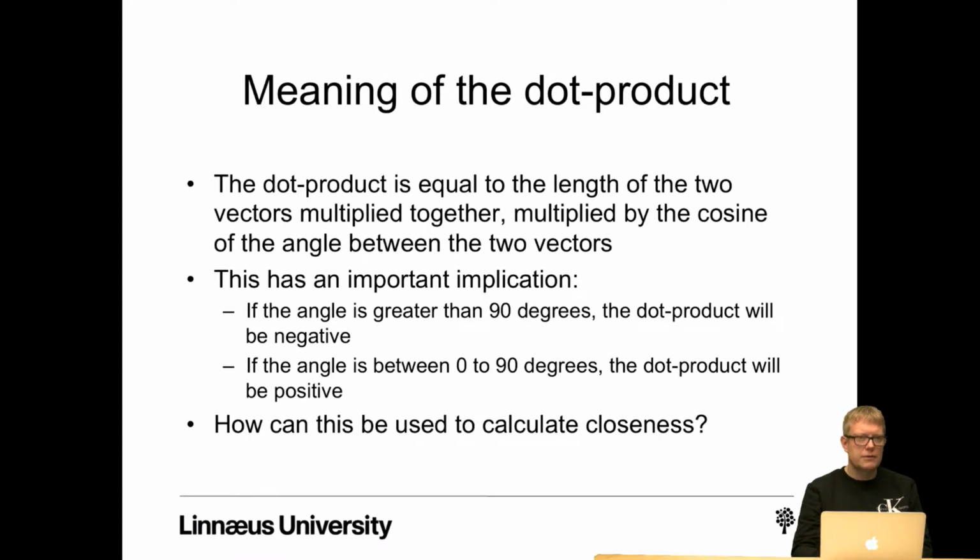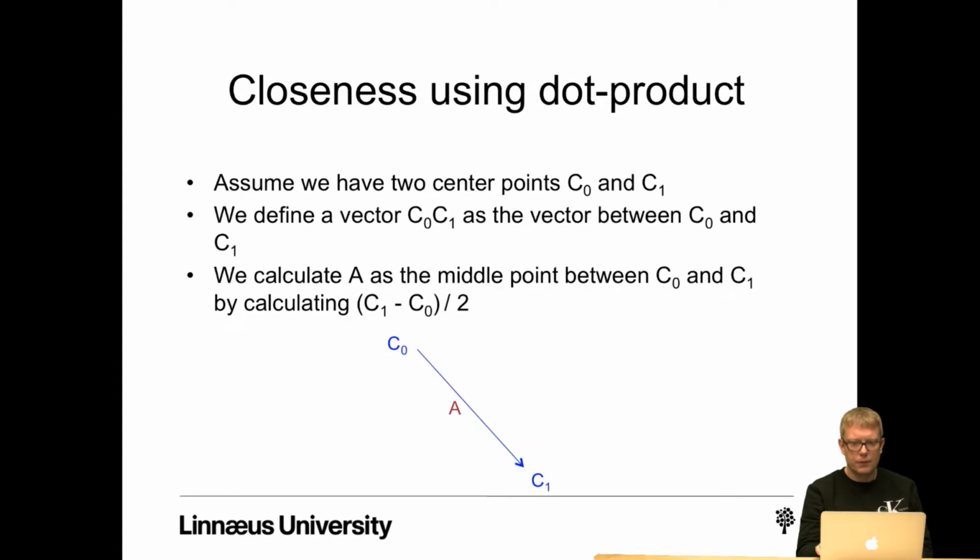The dot product has some interesting meaning. It's equal to the length of the two vectors multiplied together, multiplied by the cosine of the angle between the two vectors. And this has an important implication. If the angle is greater than 90 degrees, the dot product will be negative. If the angle is between 0 and 90 degrees, the dot product will be positive. And how can we use this to calculate closeness?